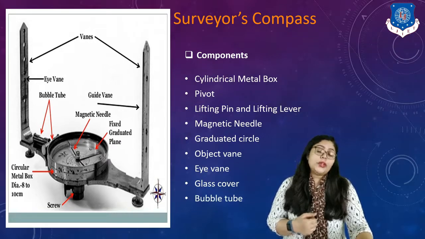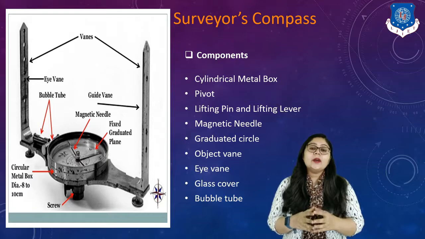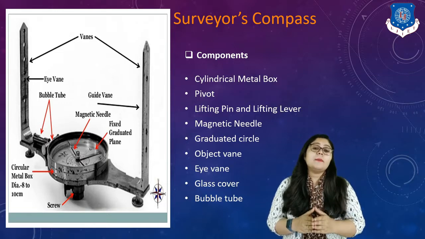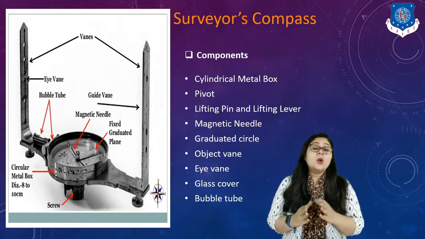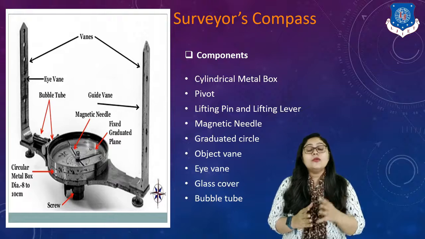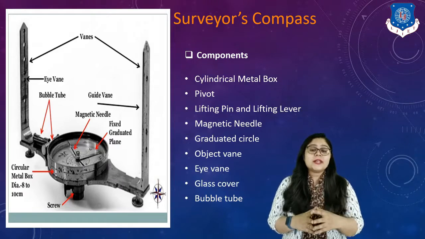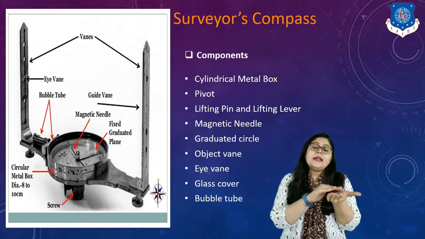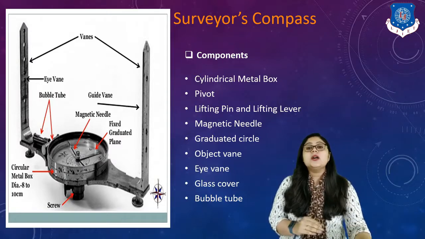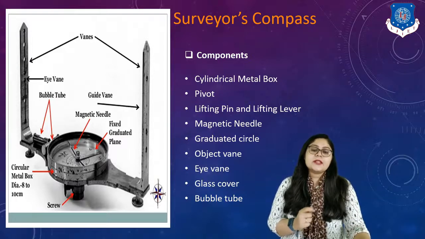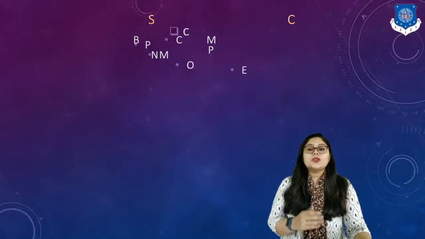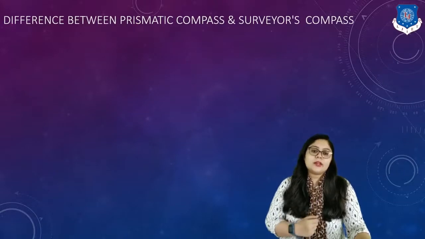Next is the bubble tube. Bubble tubes are provided to check the level of the compass. So here it is the advantage that in surveyor's compass a bubble tube is provided, while in the prismatic compass we have to check by ourselves that our compass is in level or not, right? So that is the difference for this kind of compass. So that's all for the surveyor's compass.